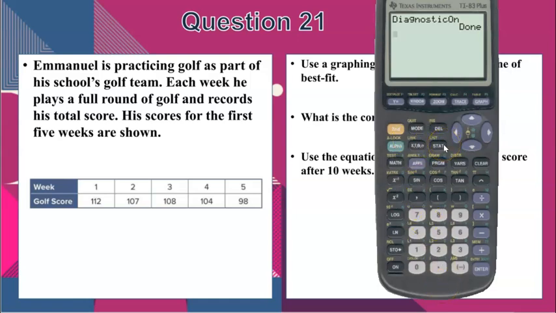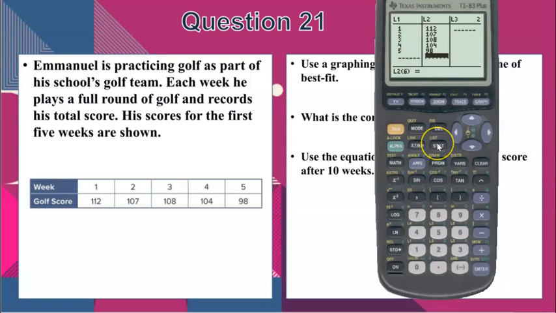So now we need to enter the data into our table. We're going to hit Stat, Edit. And if you have data in here, just go up to L1, hit Clear, and then hit Enter. So I'm going to type in the numbers that they have here. So 1, Enter, 2, Enter, 3, Enter, 4, Enter, and 5, Enter. Then for our next list, we're going to put the scores. So 112, Enter, 107, Enter, 108, Enter, 104, Enter, and 98, Enter.